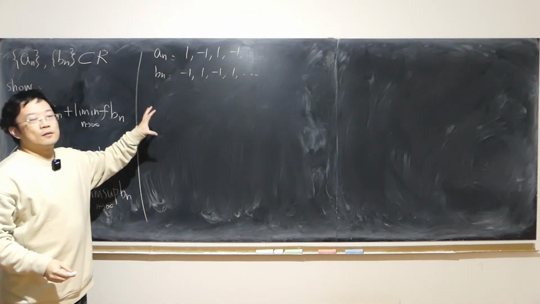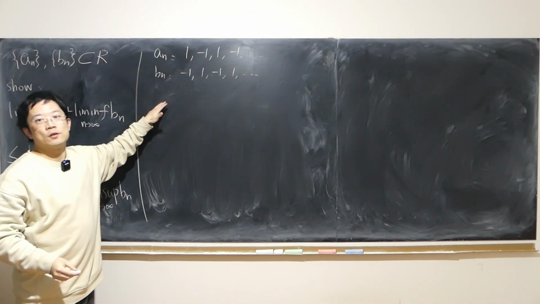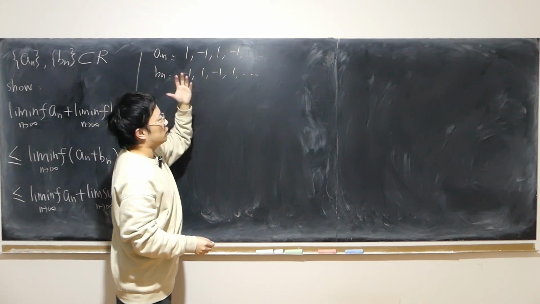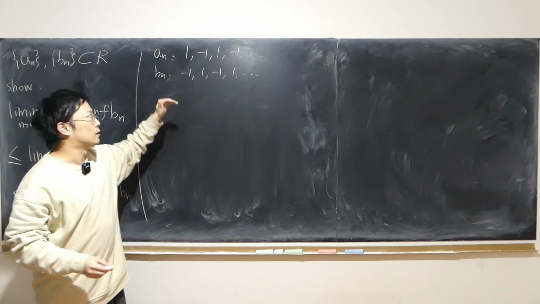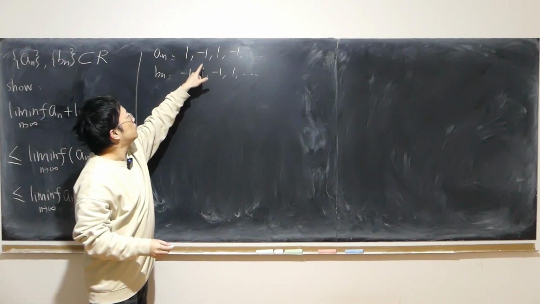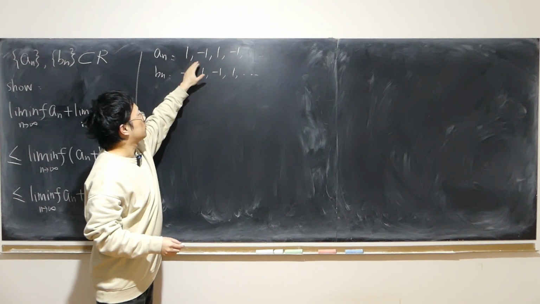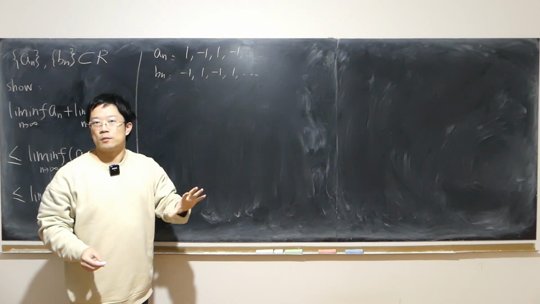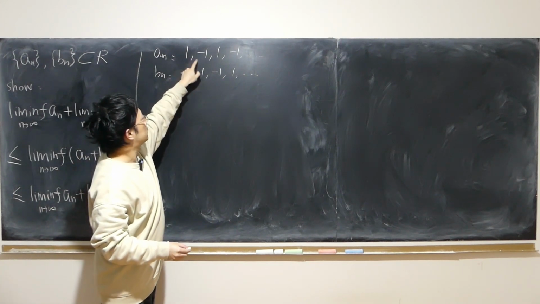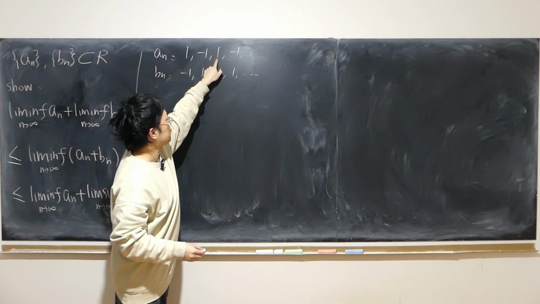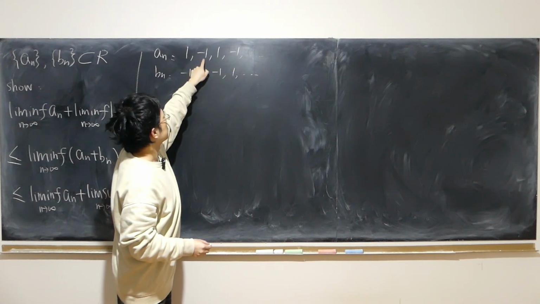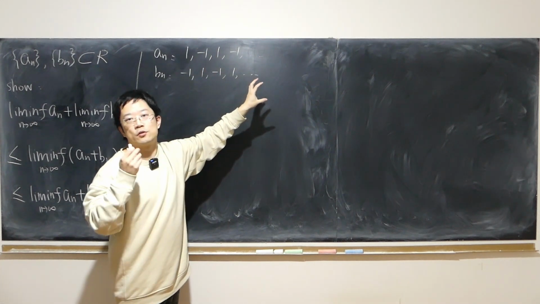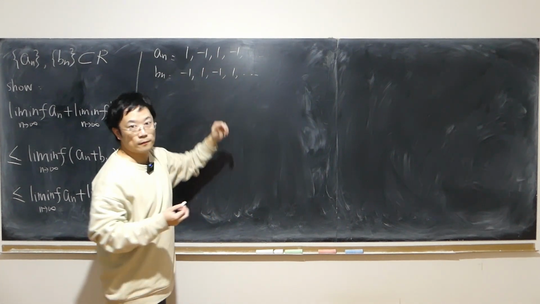So from here we can see that neither a_n nor b_n is convergent. In fact, because a_n is oscillating between -1 and 1, so does b_n. So from here we can draw the conclusion that a_n has two subsequences that converge to different limit points. The odd subsequence converges to 1 because they are all ones, and the even ones are all -1s. So the other subsequence converges to -1. Same goes with b_n.